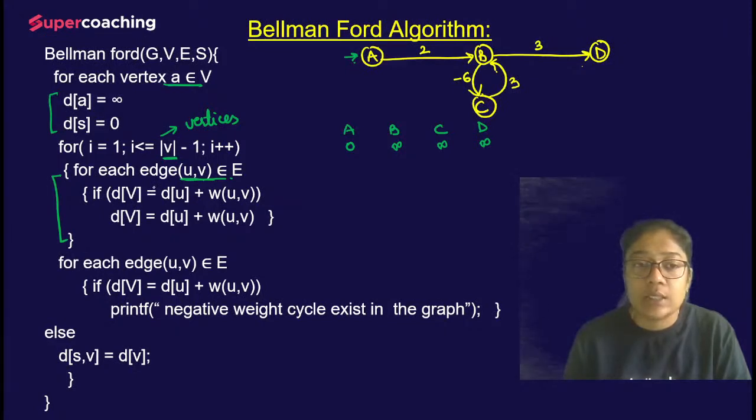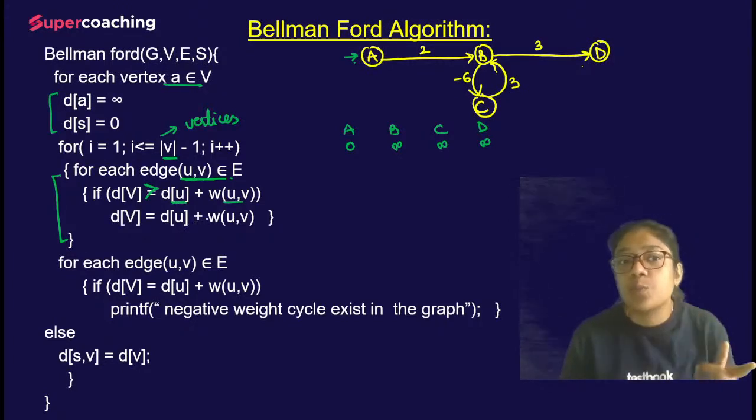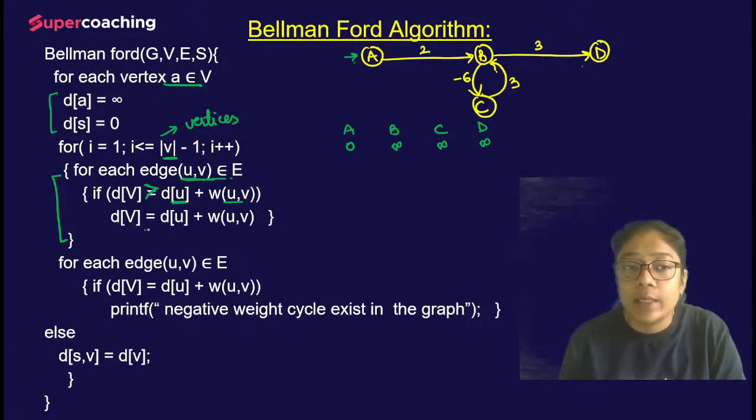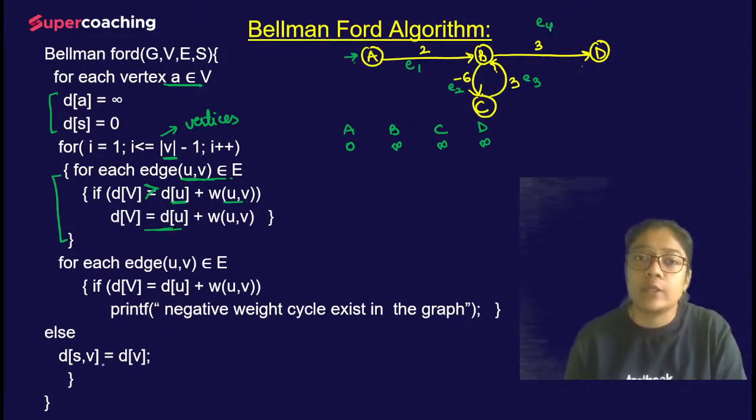Distance of v is greater than the distance of u. कुछ intermediate vertex लेकर आपके पास distance small आ रहा है. So we are going to update that value. This means that let me call this edge as E1, this is E2, this is E3 and E4. So I have marked the edges. Now let's consider the edge weights.